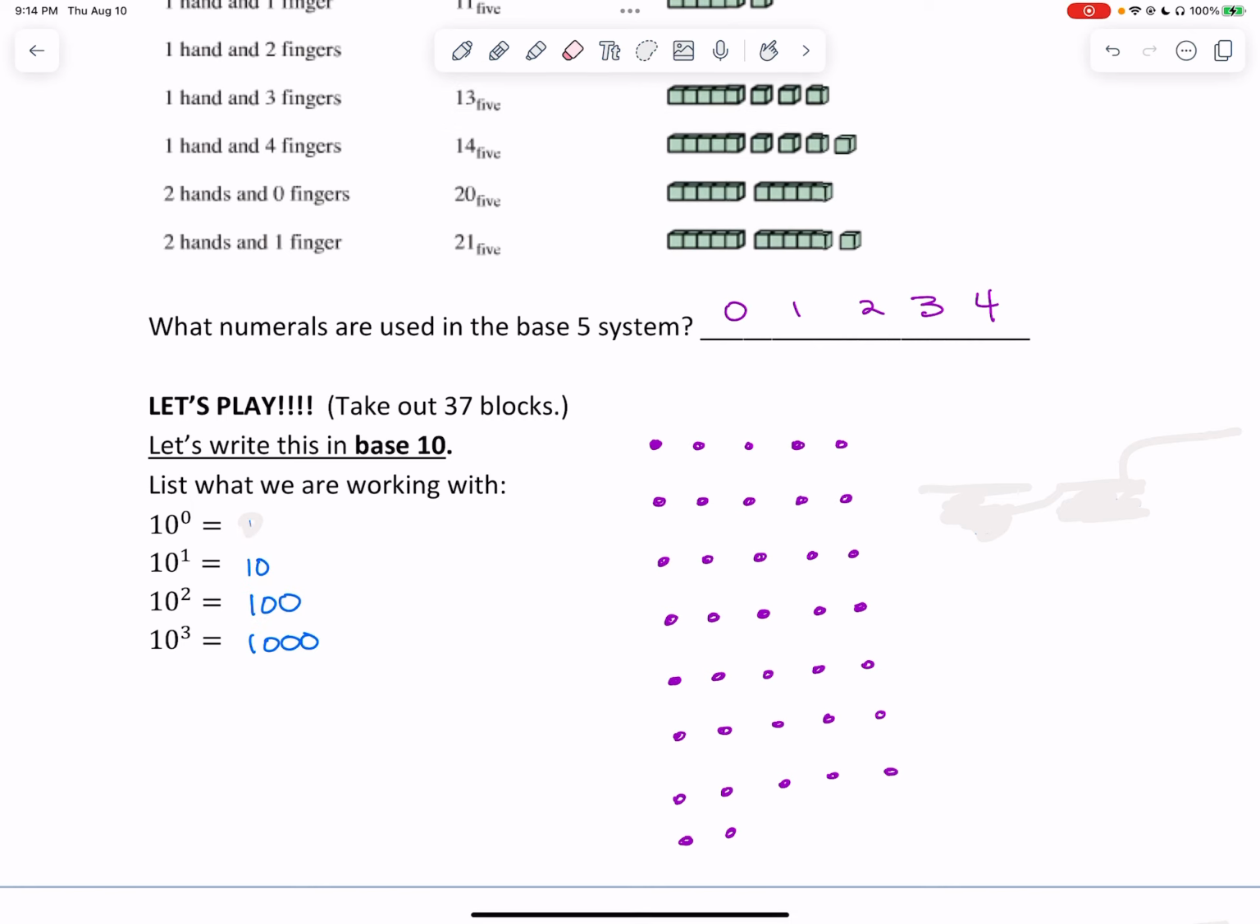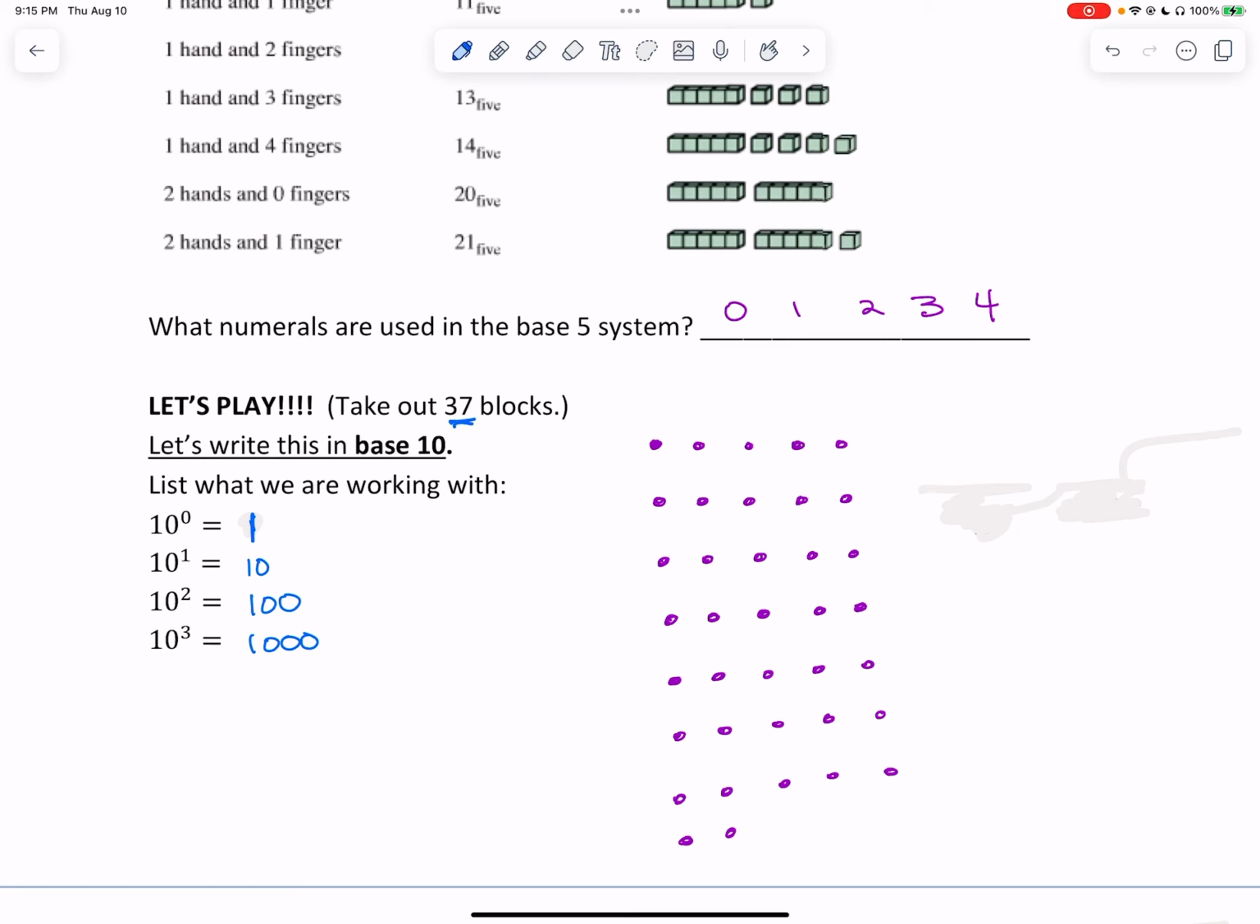You can have 1 to the 0 power, which is 1, 10 to the 0 power, 10 to the first power, 10 to the second, 10 to the third. Those are what we're going to be working with. Okay, so we have 37 blocks.